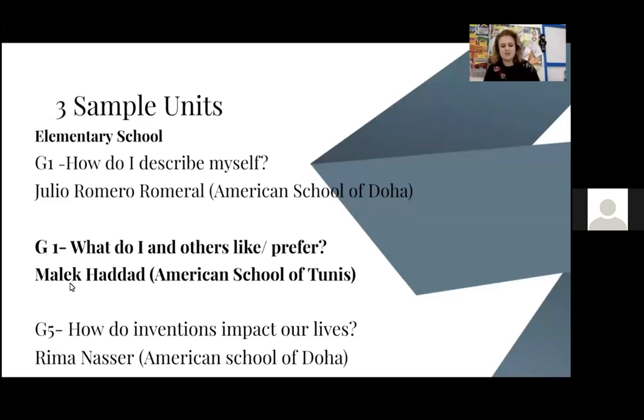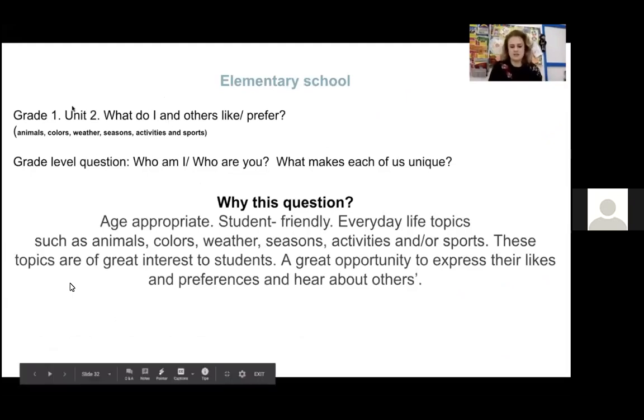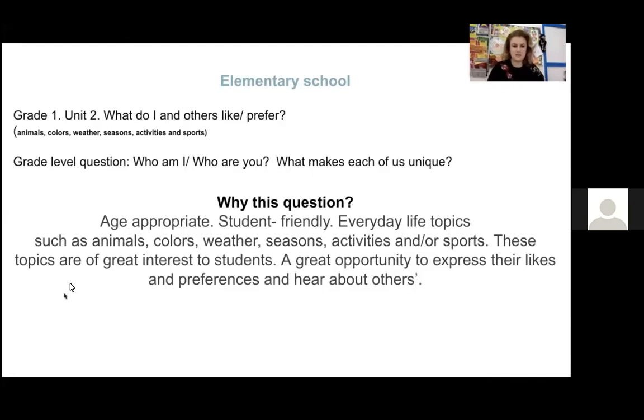In this unit, students consider how they, as well as the people around them, whether siblings, friends, teachers, or parents, have different preferences and interests related to animals, colors, weather, seasons, activities, and sports. And I must admit that I was very lucky this year because I didn't have to go on distance learning while I was teaching this particular unit. So I did it all on site and I didn't have to shrink or omit any interesting part.